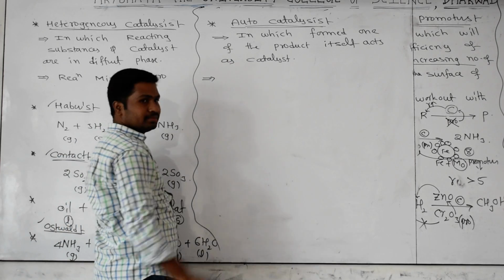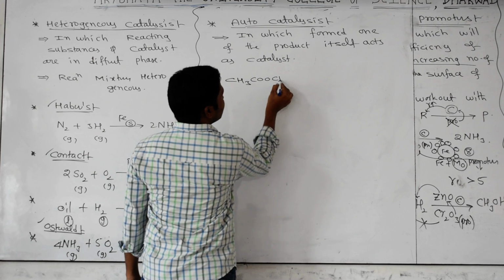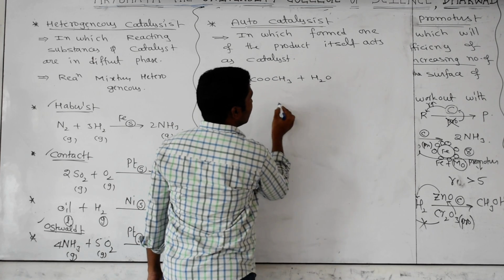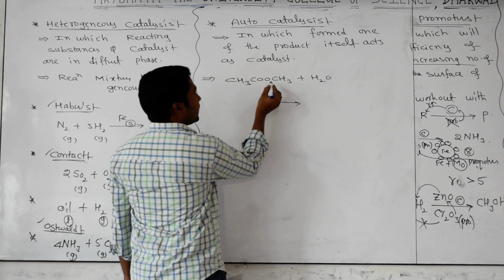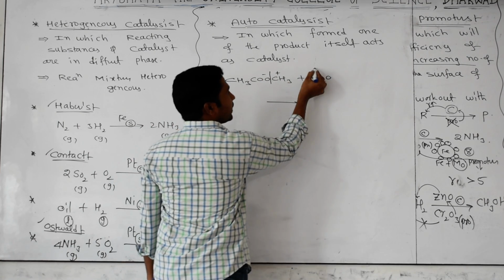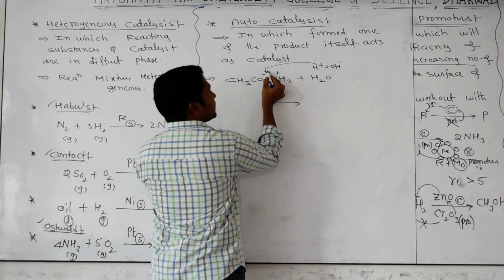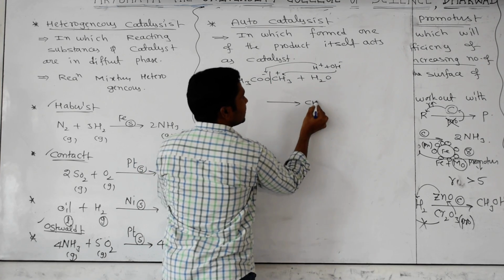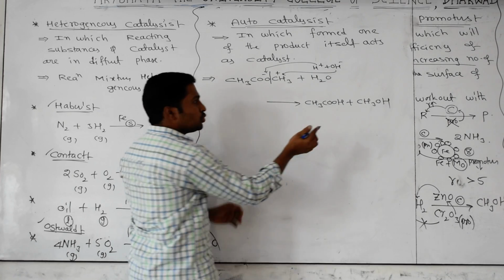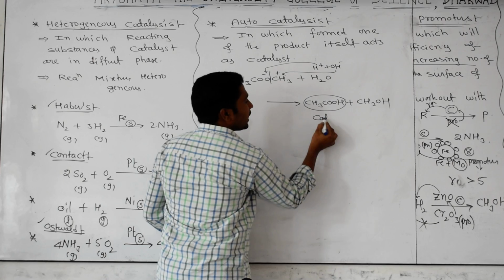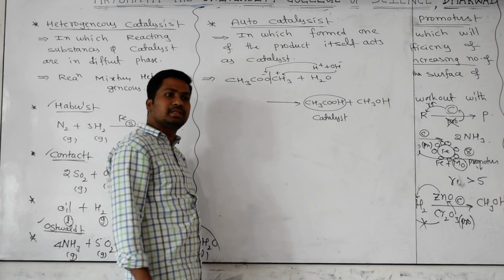You learned this already: ester hydrolysis. Ester means CH3COOCH3. Hydrolysis means adding H2O. What are we getting? Acid plus alcohol. Water breaks down as H plus and OH minus. Opposite particles attract: H plus goes to the oxygen side, OH minus goes to CH3. Then we get CH3COOH plus CH3OH. Among these two, CH3COOH itself acts as a catalyst for the whole reaction. Once it starts, the reaction speeds up automatically because acetic acid itself acts as a catalyst.